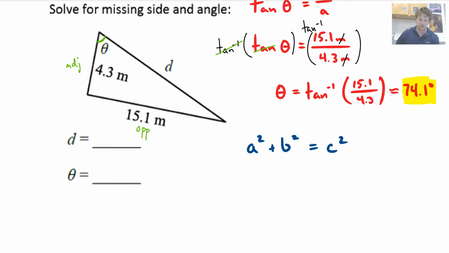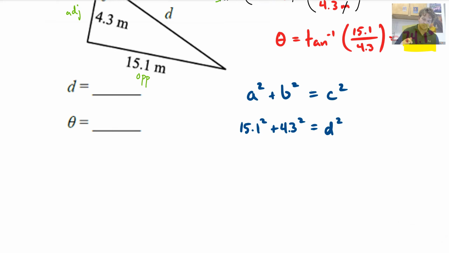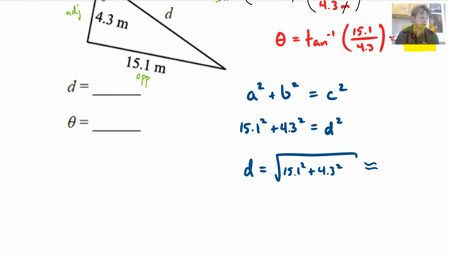So we're trying to get what the hypotenuse is. So basically 15.1 squared plus 4.3 squared equals, in this case it's called D, D squared. Solve for D. So we would square root both sides, to give us an approximate answer of right around 15.7 meters. All right?